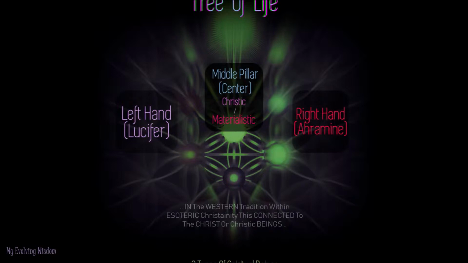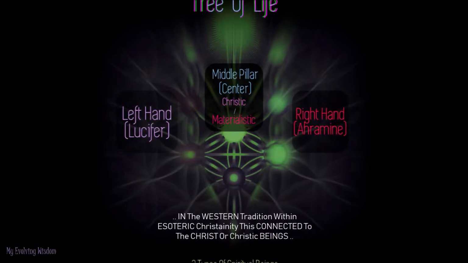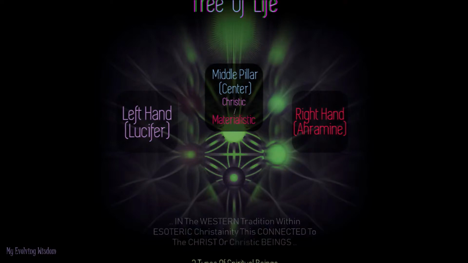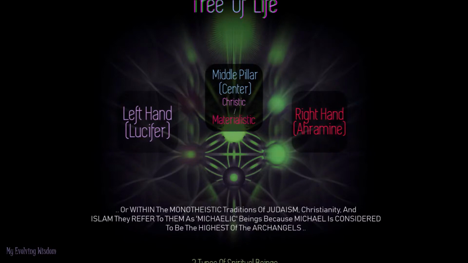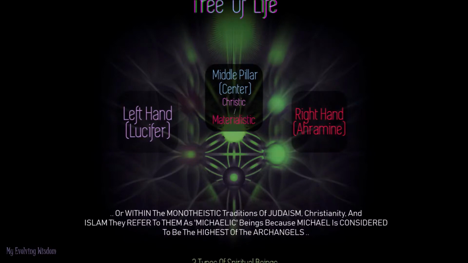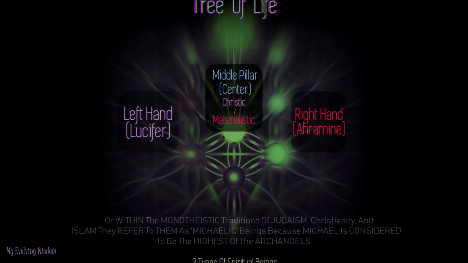In the Western tradition, within esoteric Christianity, this is connected to the Christ or Christic beings, or within the monotheistic traditions of Judaism, Christianity, and Islam, they refer to them as Michaelic beings, because Michael is considered to be the highest of the archangels.